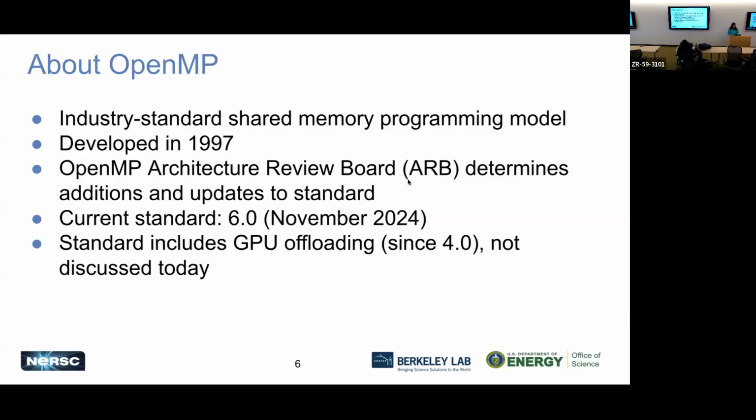The current standard is 6.0, which was just released in November, around Supercomputing time. Versions like 4.0 are old. We are going to talk about only the CPU side of OpenMP, basically what we call the OpenMP Common Core. But OpenMP also can be used for GPU offloading.